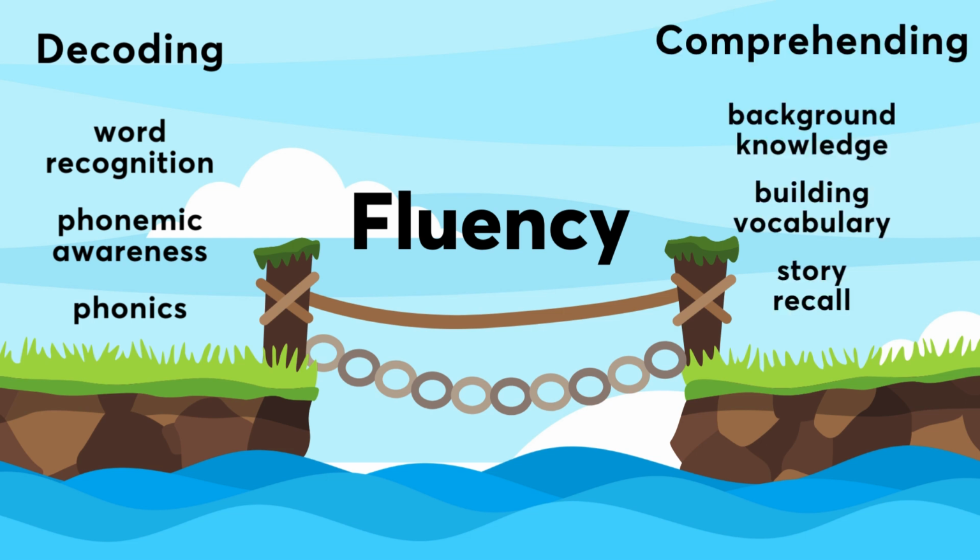So over here, we have the land of comprehending. And this is where background knowledge and vocabulary and story recall live. It's where students are making meaning to what they're reading. This is what reading is all about, right? To comprehend. But in order for us to build skilled readers, again, those pieces have to work together simultaneously in coordination. So that's where that fluency component fits in.